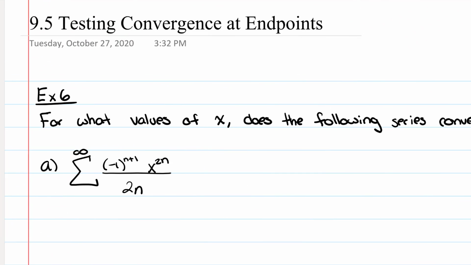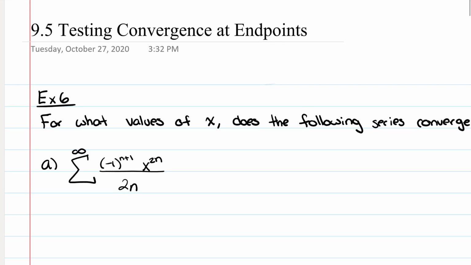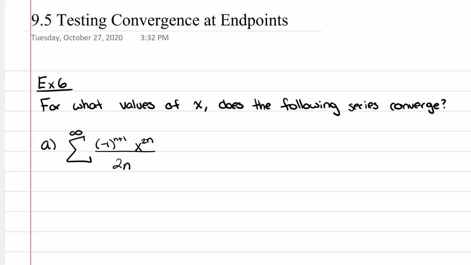9.5 Example 6. In this example, we're going to look at what values of x the following series converge. We're going to look at about 4 series here, and we're going to determine if they converge. And if they do, we're going to find the interval of convergence. And after we do that, we're going to look at the endpoints, which is what the section's all about, and see if the endpoints are included in the interval of convergence.